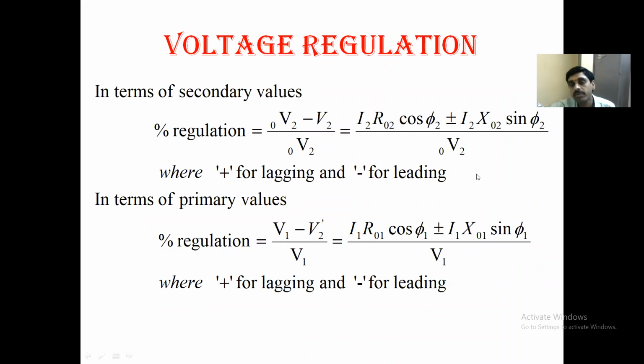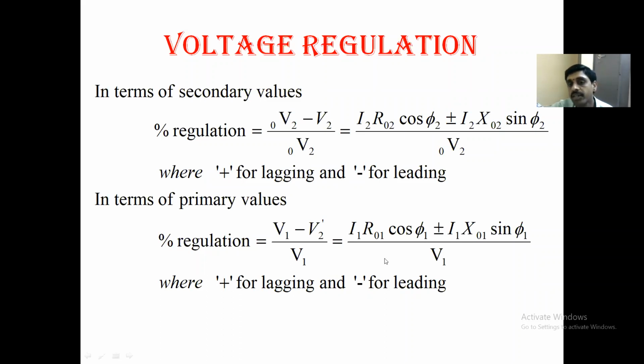Therefore, percentage of regulation equals I2 R02 cos theta plus or minus I2 X02 sin theta, divided by V2. Have you come across this regulation in the first year? Somebody respond. Hello? Yes, sir. Yeah, I think you have a better idea about this. So plus is for lagging load, minus is for leading load.